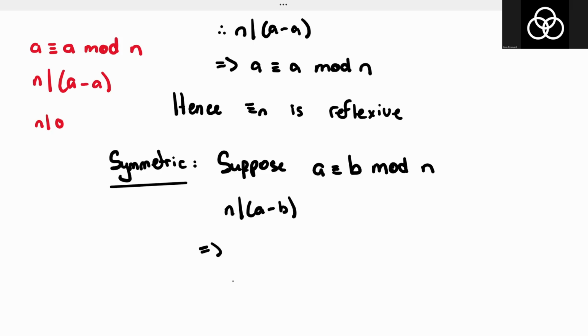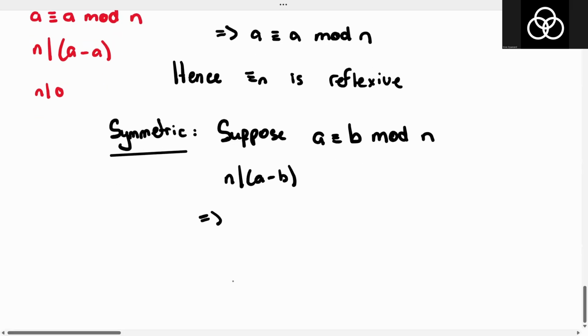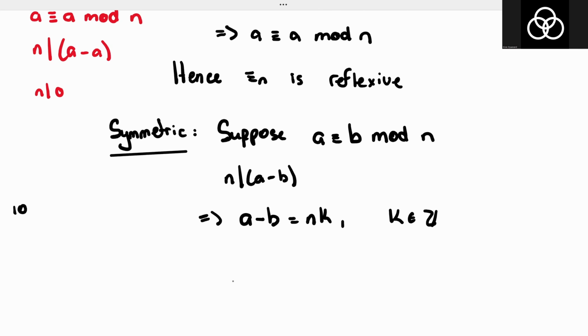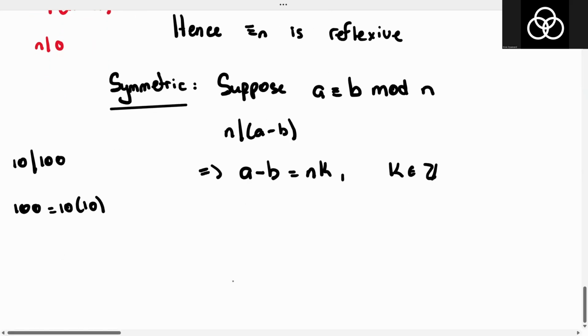And by definition of divisibility, it means that we could write A minus B as n times some integer, right? So of course, if 10 divides 100, then we could write 100 as 10 times some integer. That's what this is saying here. So we have A minus B is equal to n times k, where k is an integer.